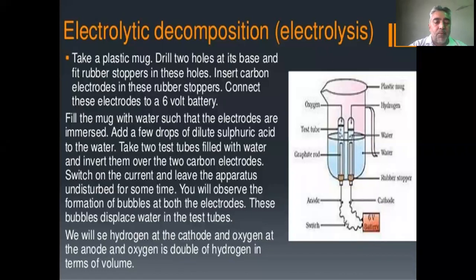You will observe the formation of bubbles at both the electrodes. These bubbles displace water in the test tube. We will see hydrogen at the cathode and oxygen at the anode. So you must understand here that at cathode, hydrogen is formed because cathode is negative and hydrogen H is positive ion, and oxygen at anode because oxygen is negative and anode is positive.